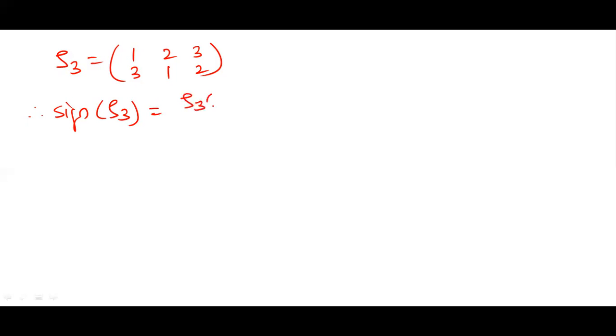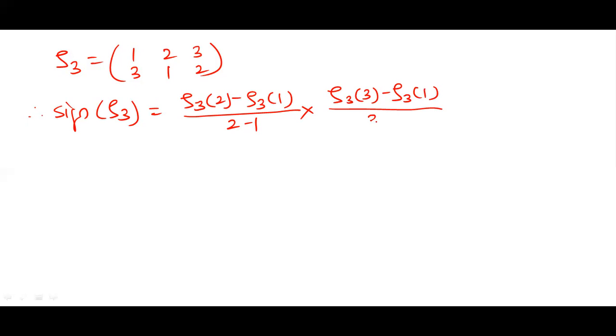Let's find signature of rho 3. Rho 3 is a permutation in which 1 maps to 3, 2 maps to 1, and 3 maps to 2. Therefore, signature of rho 3 is equal to rho 3 of 2 minus rho 3 of 1 divided by 2 minus 1. Rho 3 of 3 minus rho 3 of 1 divided by 3 minus 1.